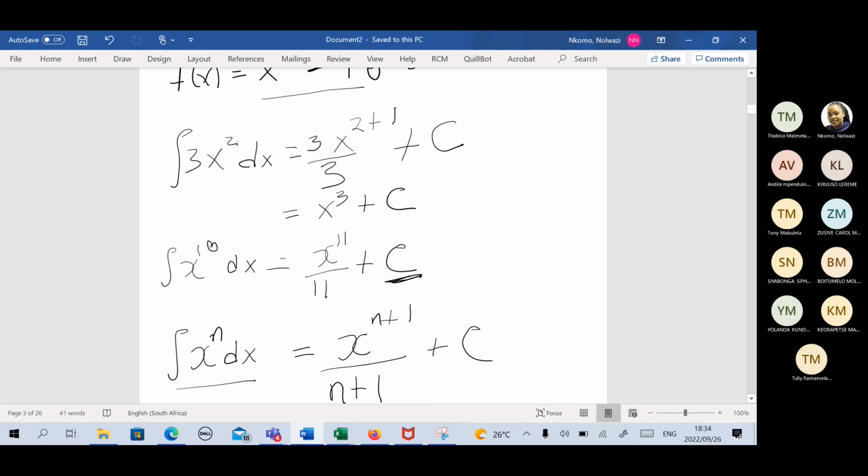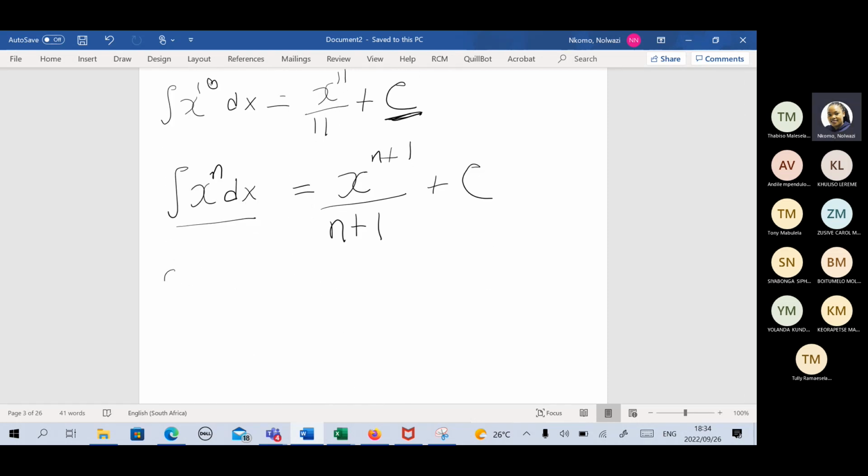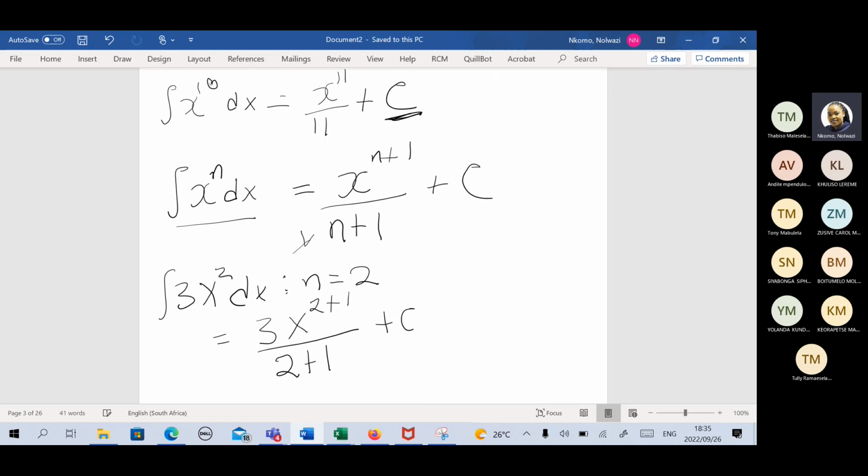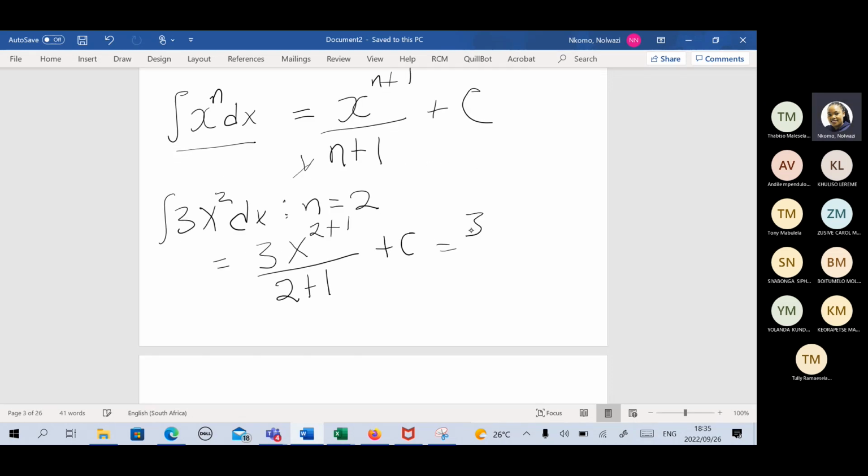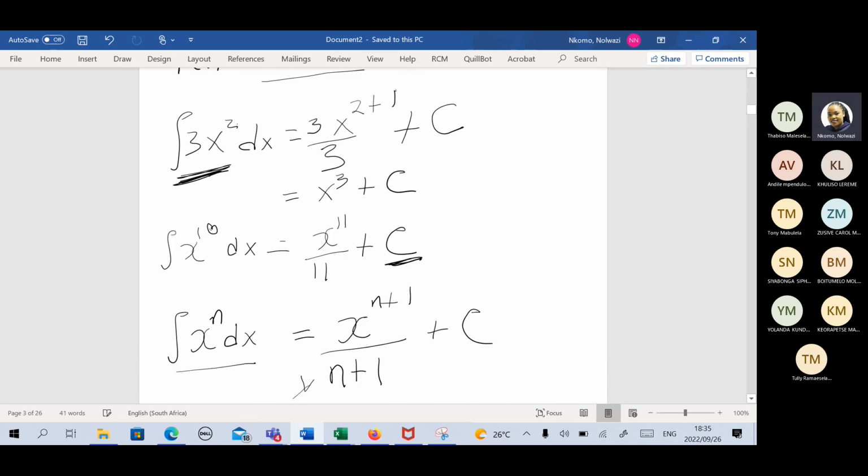Okay, let's go back to this one. There we had 3x squared dx, right? Meaning our n here was 2. If our n here was 2 and we apply this rule, we have 3x to the power 2 plus 1. Remember, you divide by n plus 1, which is 2 plus 1, then plus c. If you simplify this further, you have 3x cubed over 3 plus c. And this 3 will cancel out and we'll have x cubed plus c, which is this.